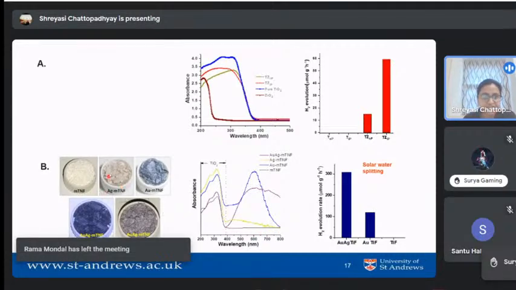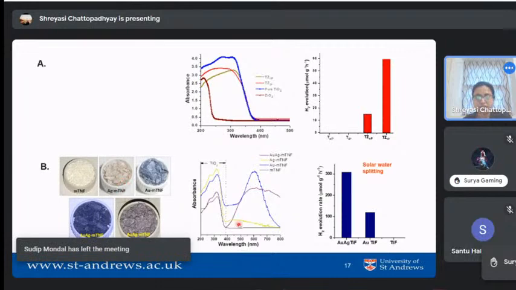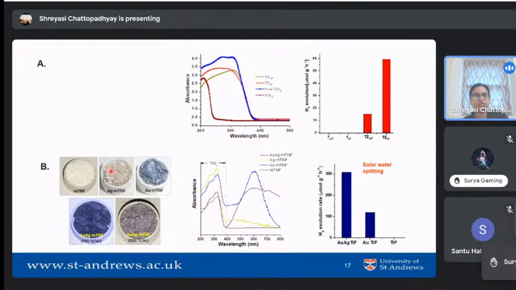Now this one is the silver. All these are reduced to make the nanoparticles. This one is the silver-incorporated nanofibers. It has a plasmon band related to silver nanoparticles, and for the gold it is related to the gold plasmon band. And when we make them in alloy form, it has a very broad absorption in the visible region, which indicates it might be a good catalyst for solar light water splitting.